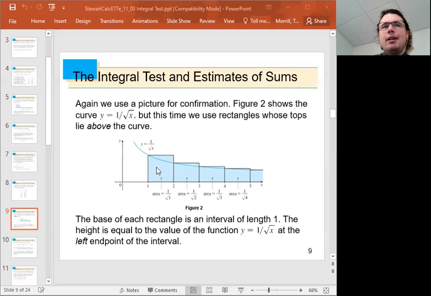Well, that would mean that whatever I get for the improper integral here, right? If I integrate 1 on root x, starting at 1, going off to infinity, that is an improper integral. And that is going to be less than the area of all of these rectangles. So if I do this integral and I get, say, positive infinity, I know that the series also has to go to positive infinity. It also has to diverge.